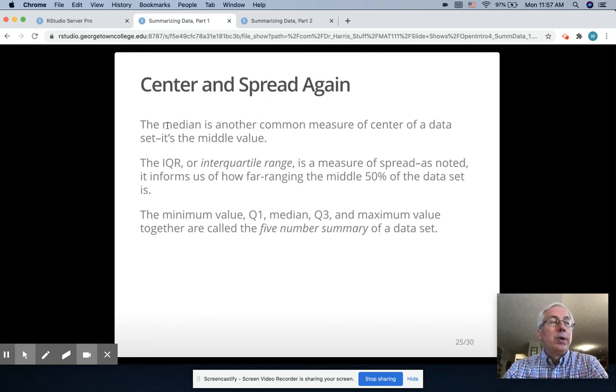And so when you hear the word average, we tend to think of the word mean, but average is a little bit more generic than that. The mean is a kind of average. The median is also a kind of average. And so the middle value of a data set is another measure of the center of the data. And as I mentioned just a couple minutes ago, the interquartile range is in some sense a measure of how spread out the data is.